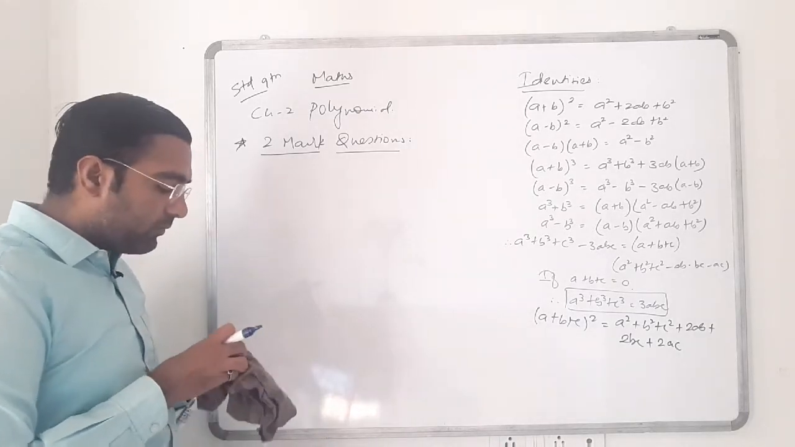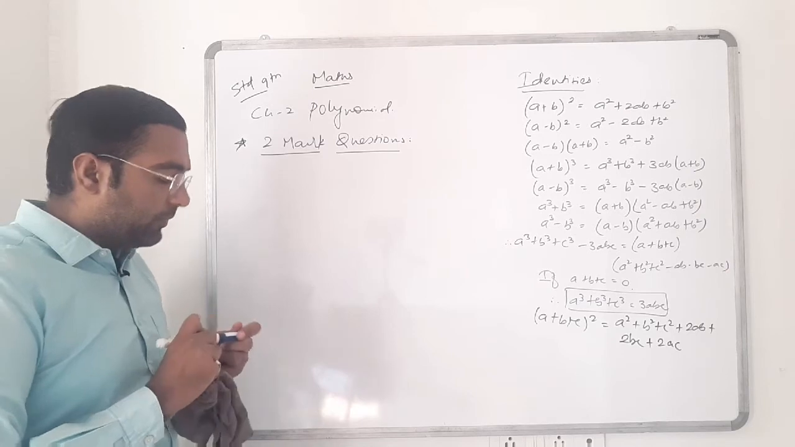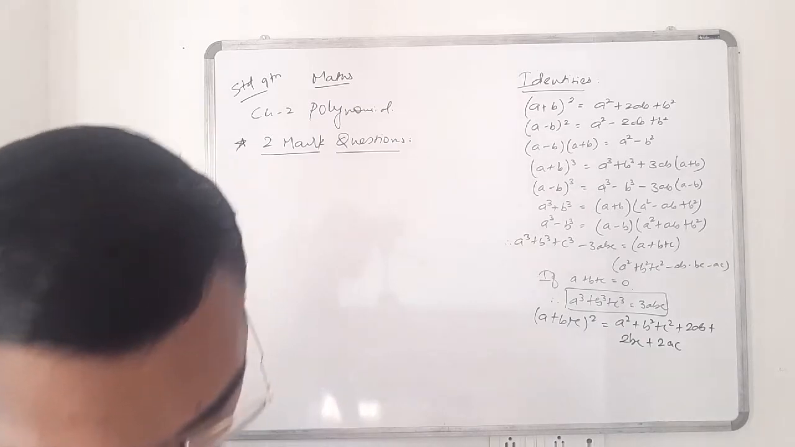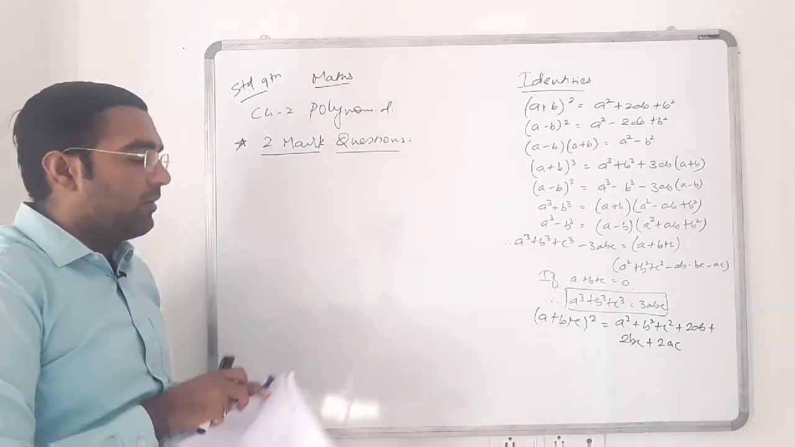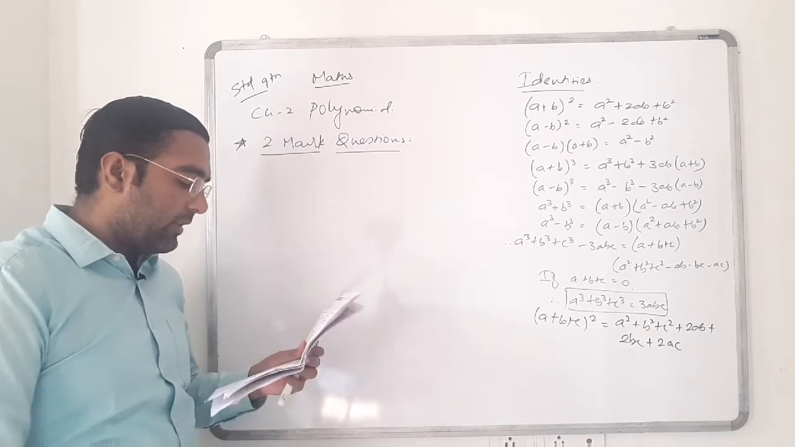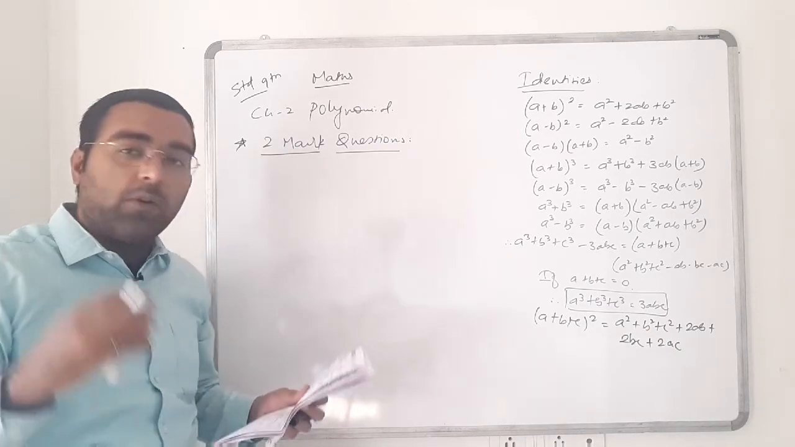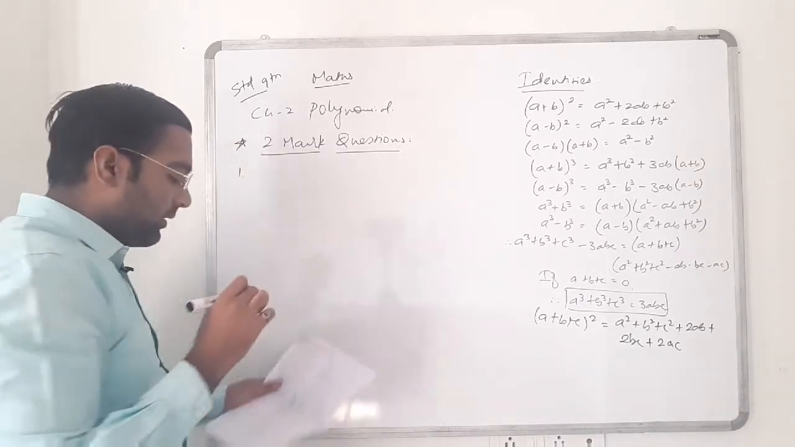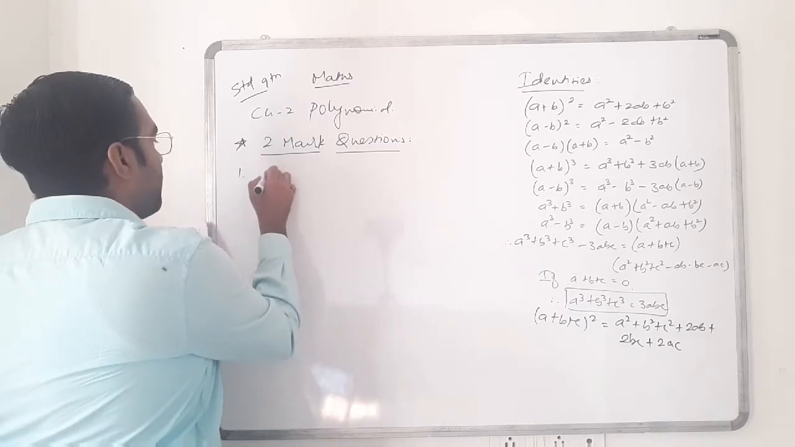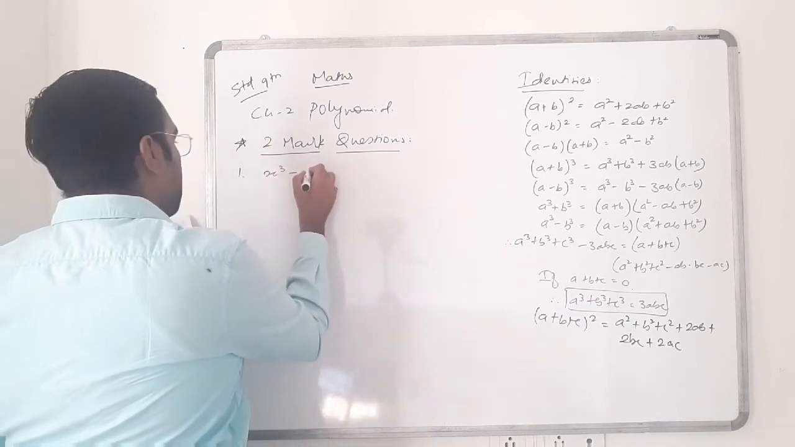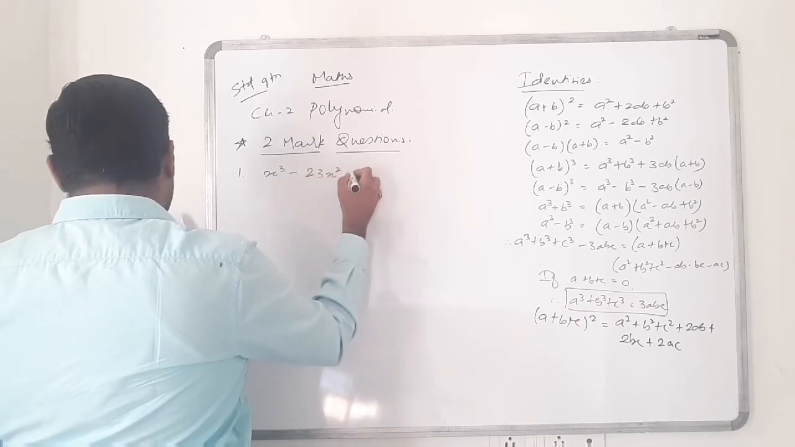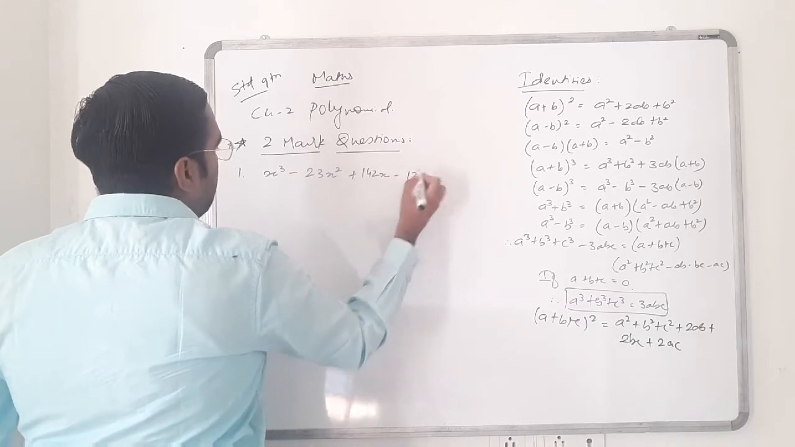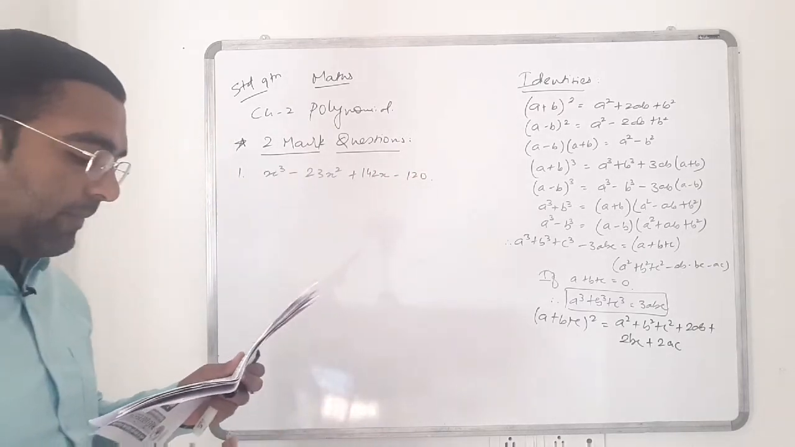Now we are moving to the questions from the worksheet. The first question in the worksheet is: factorize each of the following. The first of them is x cube minus 23x square plus 142x minus 120.